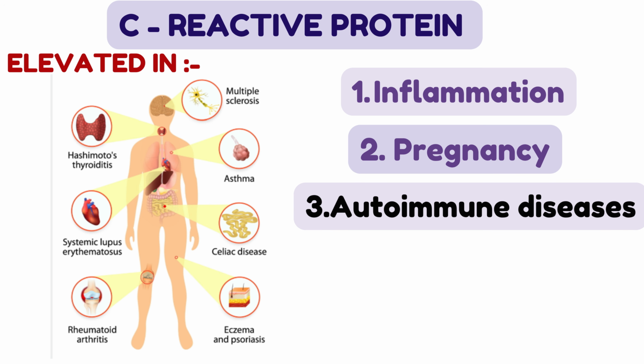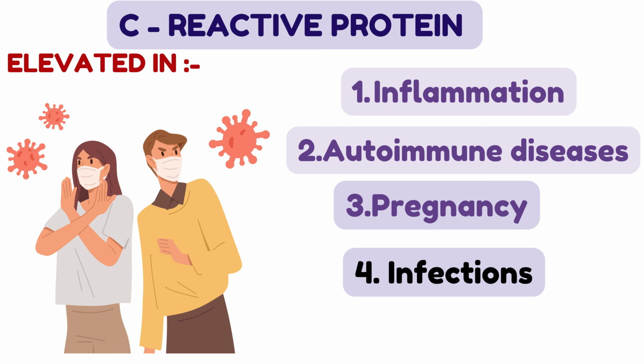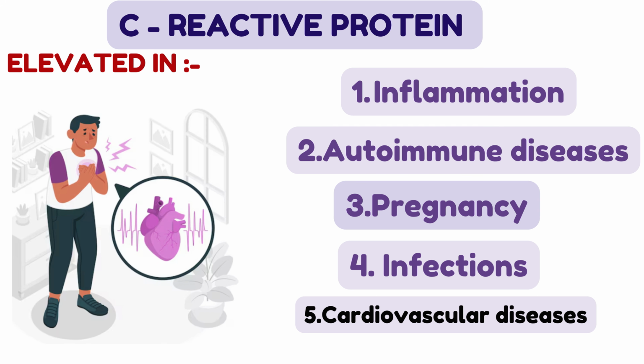Number four, bacterial infection. CRP shoots up sharply, often above 100 mg per liter in serious bacterial infections like pneumonia or sepsis. Viral infection. CRP also rises in viral infections like COVID-19, but usually not as high as bacterial ones. And the most important, heart diseases. Even a slight increase in CRP can mean a higher risk of heart attack or stroke.